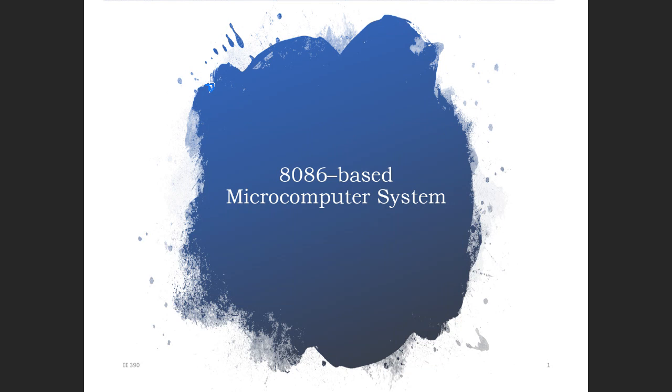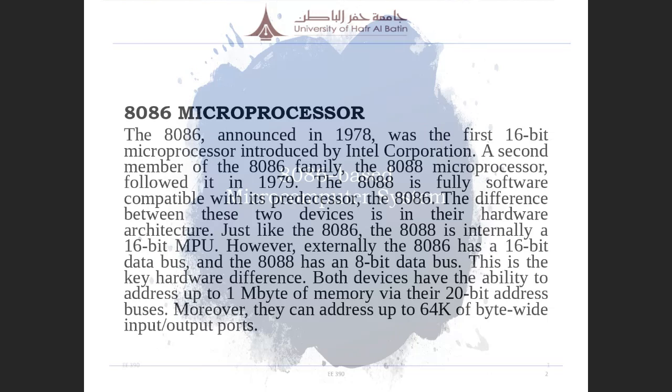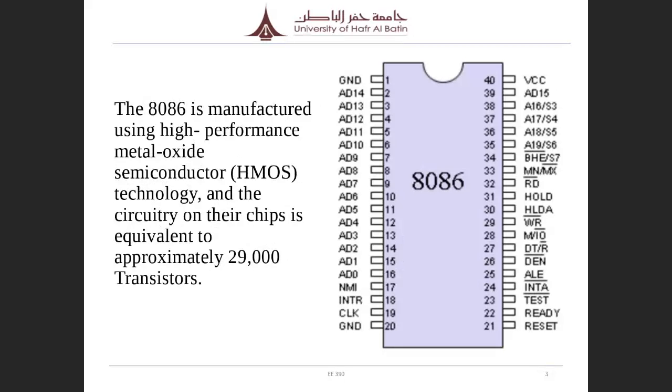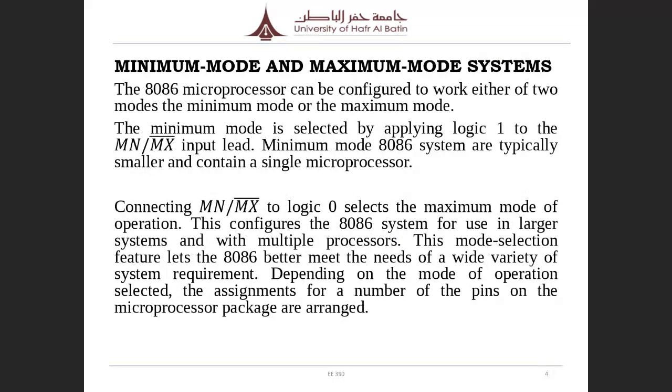What are the things there, and how do all the things work together? So this is about the history of the microprocessor. We already discussed it at length in the beginning, the introduction chapter. This is an 8086 microprocessor IC, a 40 pin IC, and this is basic information, and it can work in a minimum mode or maximum mode.